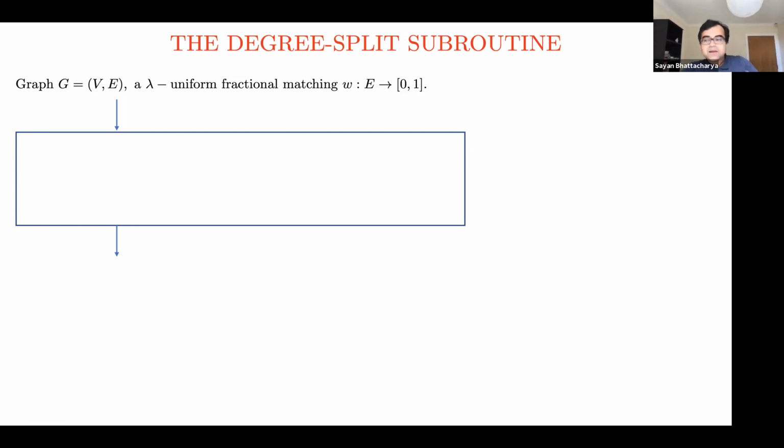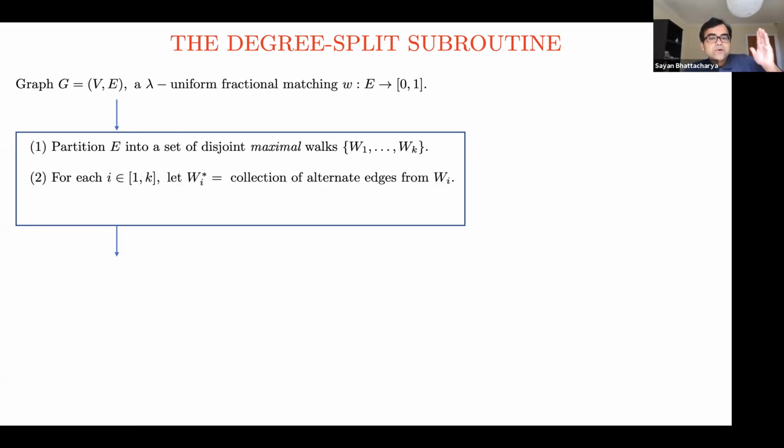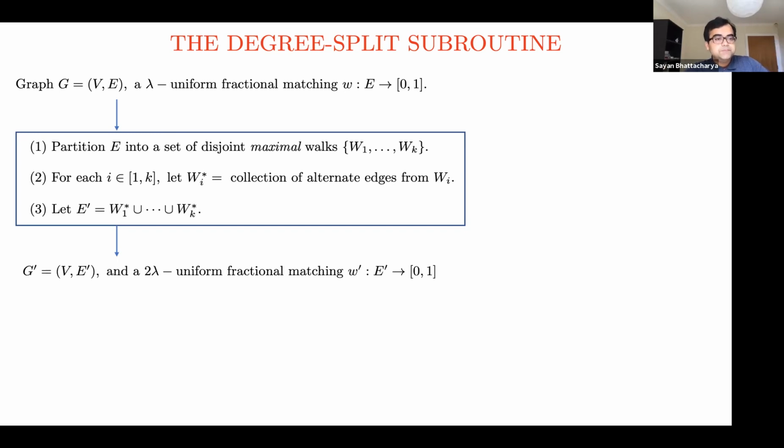Thanks. Sure. Okay. So now moving on, let's just look at this degree split subroutine. And it will be implemented as follows. We partition the edge set E into a set of disjoint maximal walks. And now for each walk, we collect alternate edges from these walks. And then we let E prime denote the union of these subsets W_i stars. And we just return G prime to be V comma E prime and a 2 lambda uniform fractional matching W prime on E prime.